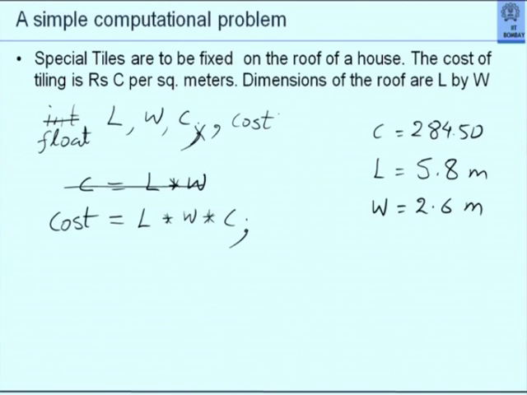The minimum that I must do is read the values of the variables that have been given. So I will have to have an input statement here, which will say cin L, W, and C. It is after reading these values that I can do these computations, and I can output. So this is the gist of my program.